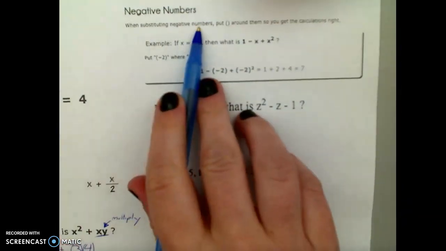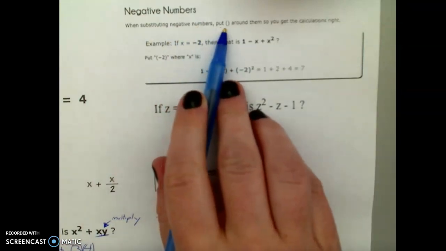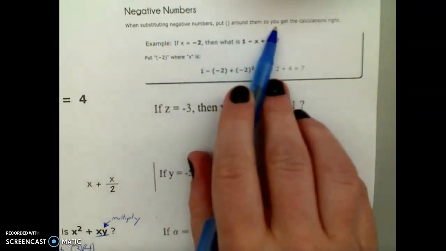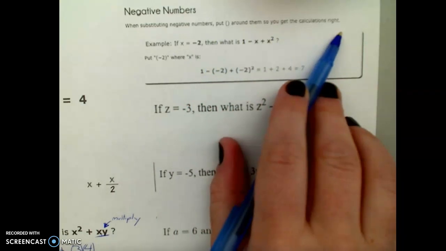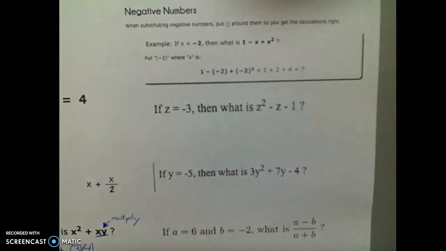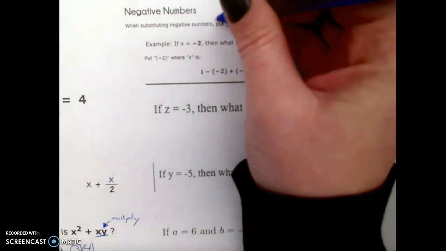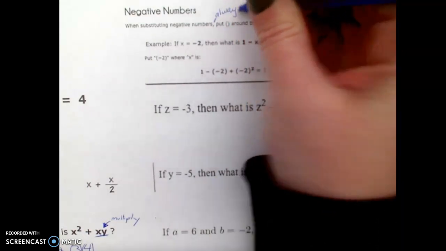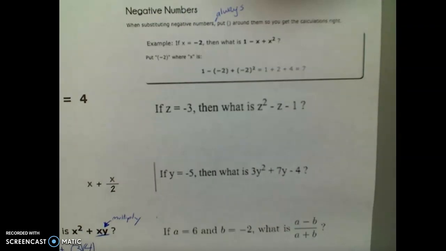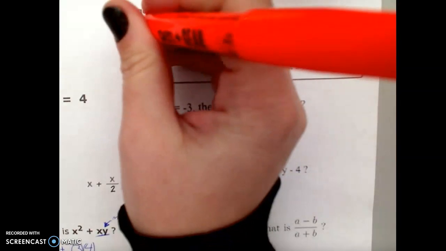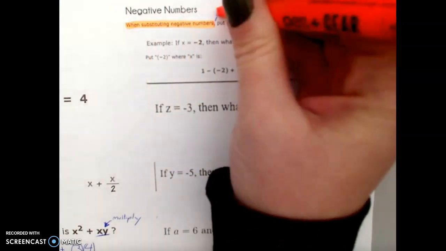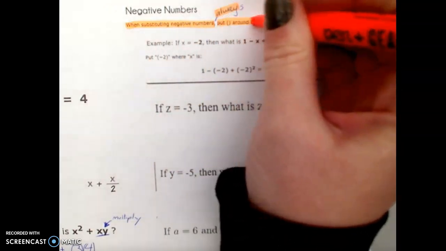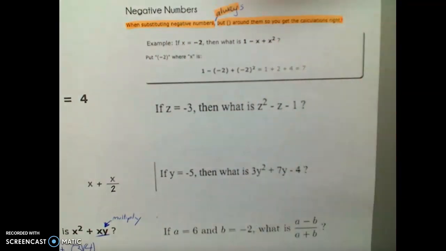When using negative numbers, always put parentheses around them so that you can get the calculations right. Ooh, that rule sounds important. So I'm going to put the word always right there, and I'm going to highlight it just to make sure that we do this well. When substituting numbers, always put parentheses around them.